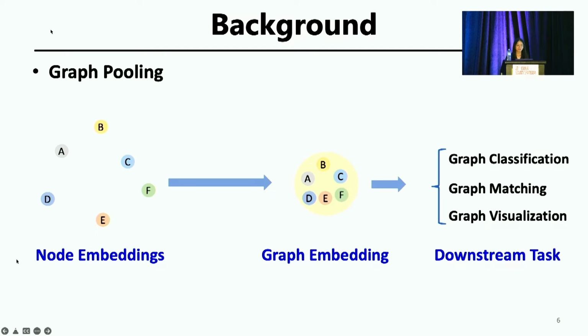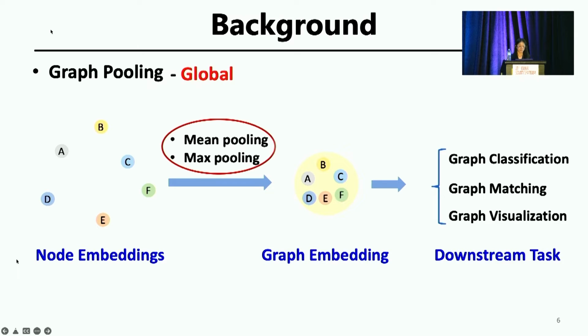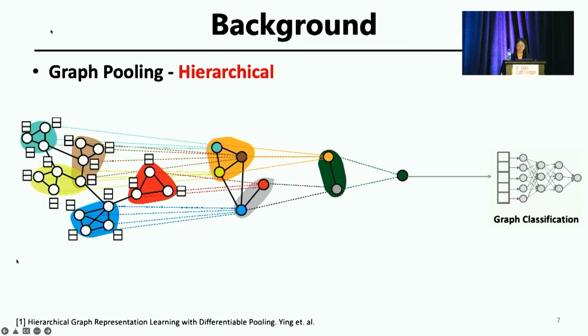The node embeddings we get can further be summarized as a graph embedding for graph classification or graph matching tasks. This process is called graph pooling. There are mainly two categories of graph pooling methods, global pooling and hierarchical pooling. Global pooling is quite easy: just directly summarize all node embeddings into a single graph embedding vector, such as by taking the average or the maximum.